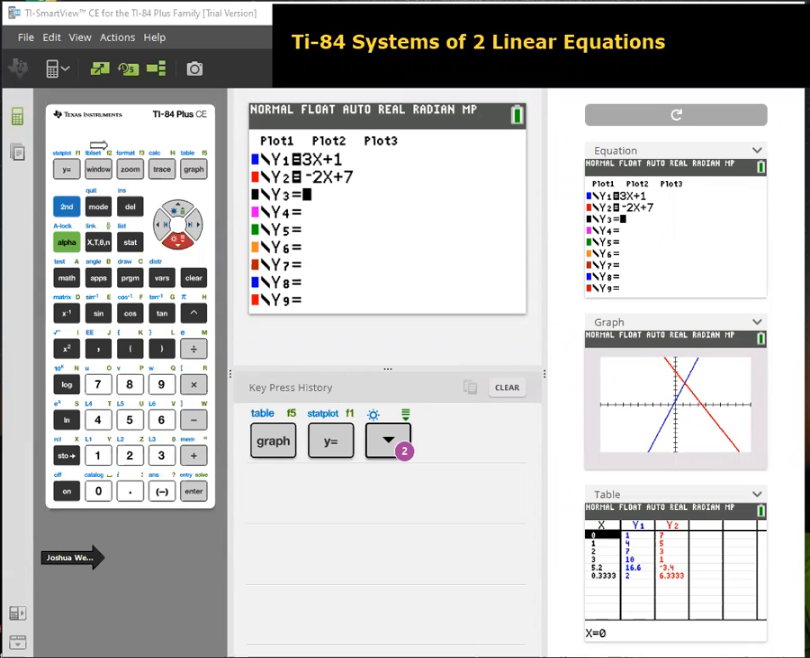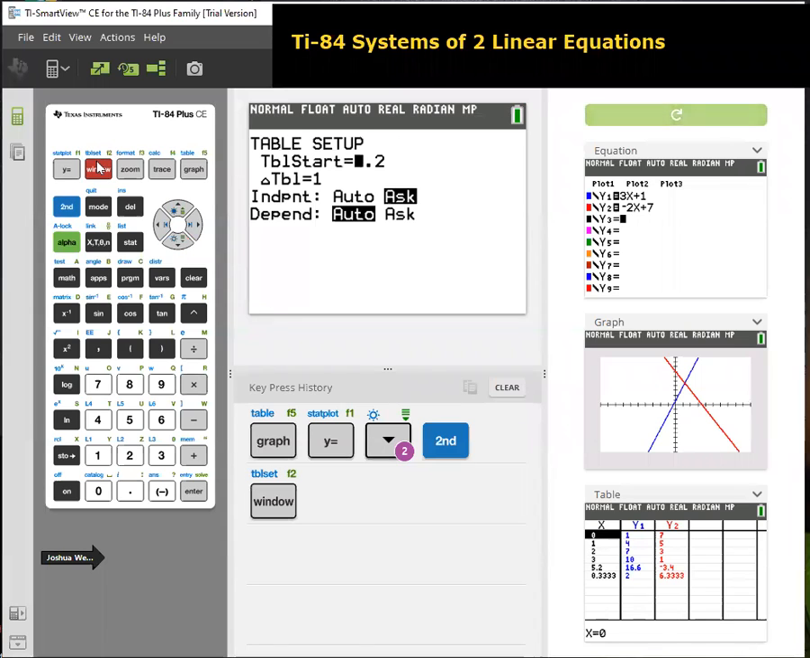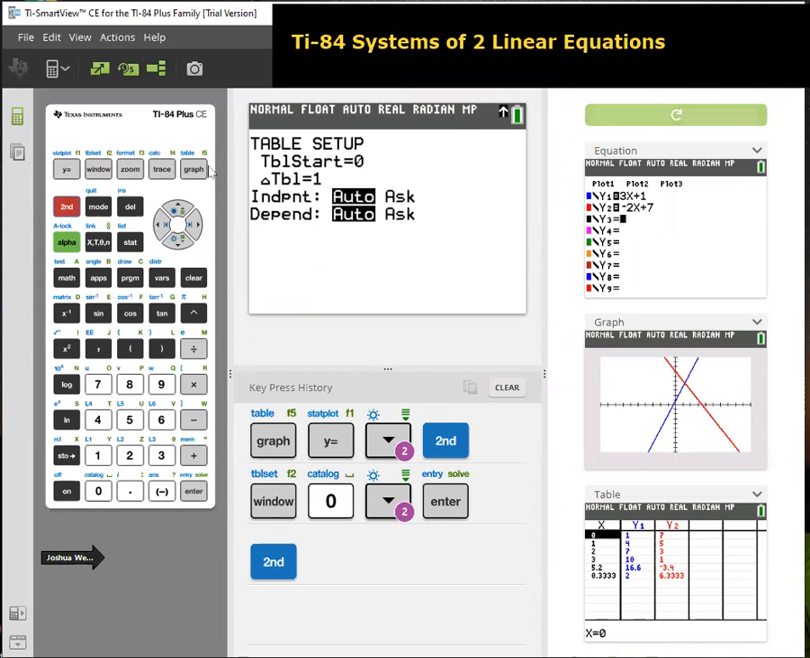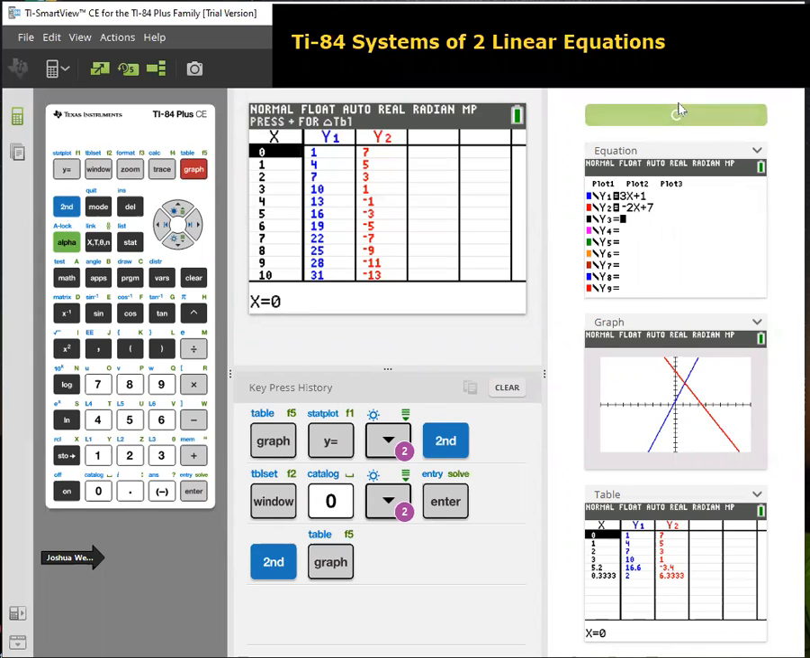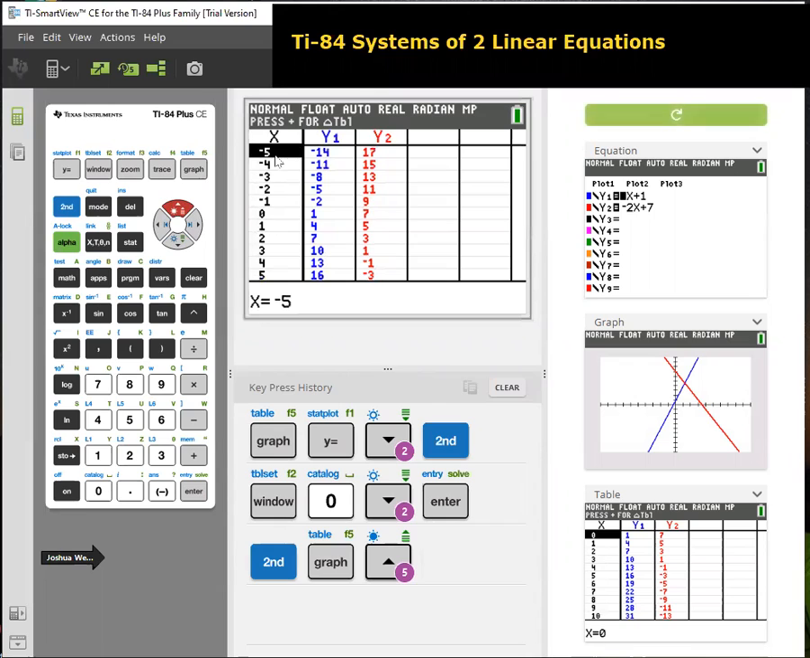Also, if we go to the table down below, here I'll change the table settings so that they're reset to start at 0 with its normal scrolling settings on auto. So when we go to the table, you'll see on the left side that you can scroll positive or negative. Here it's at -5. You can get the values for both the blue and red equations. You can compare how far apart they are.